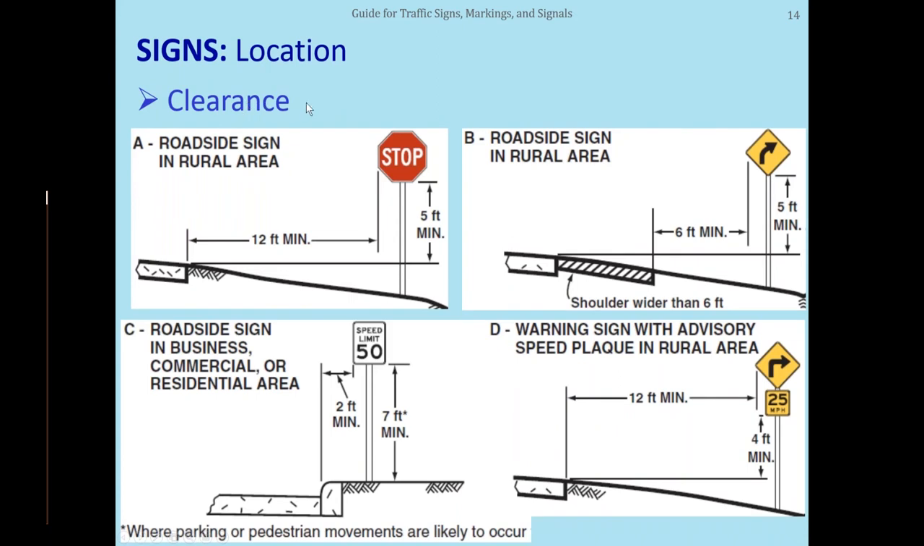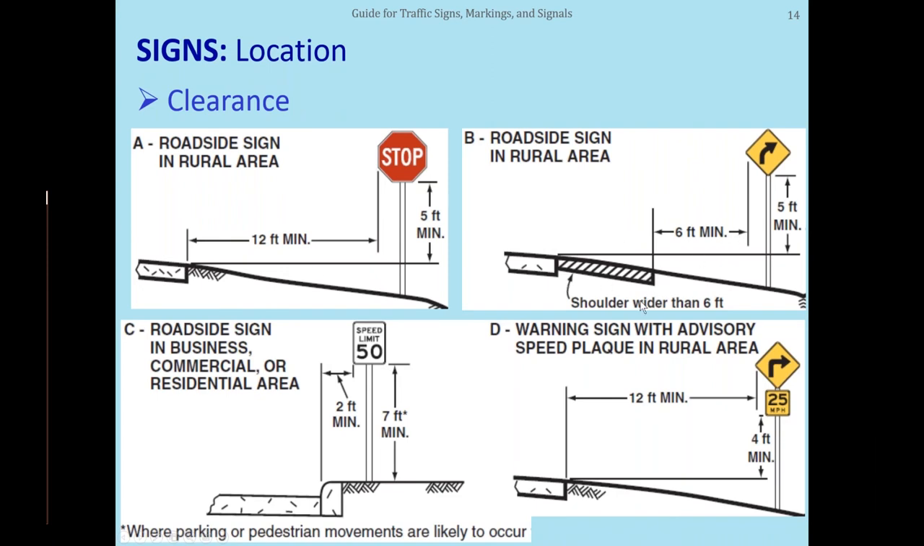Clearance to the side. The manual clearly spells out that a sign is supposed to clear the edge of the road in a rural area by 12 feet. Now, this is not 12 feet to the post, that's 12 feet to the near edge of the sign. And also a minimum height, 5 feet, not from the ground, but as measured from the bottom of the traveled way surface here.